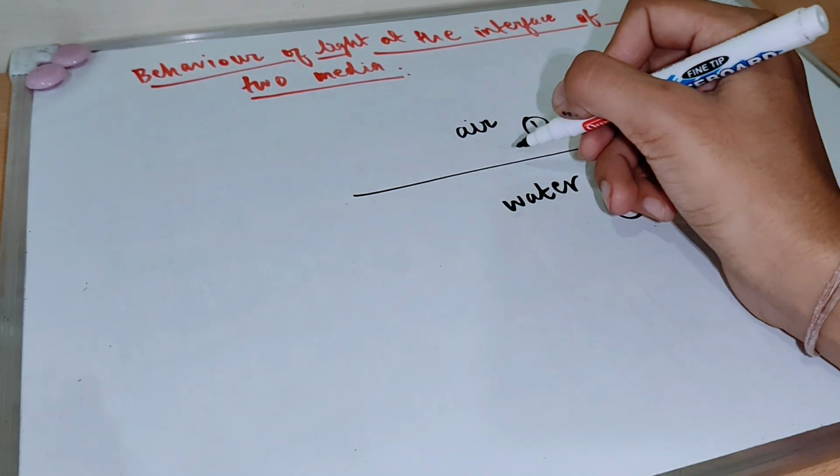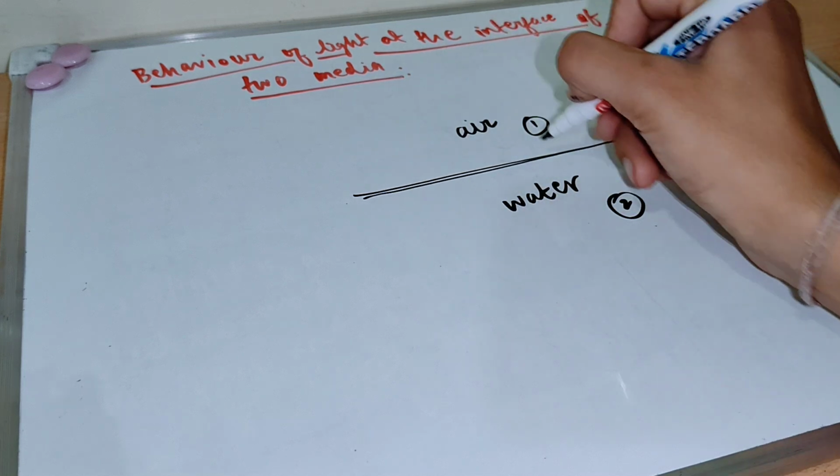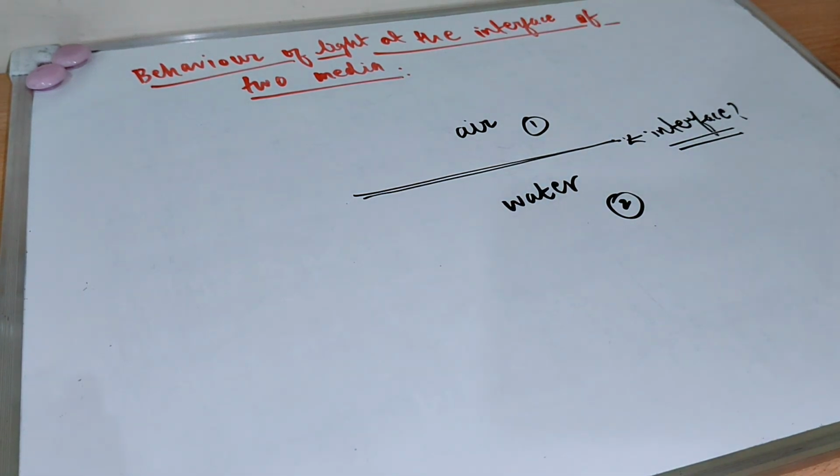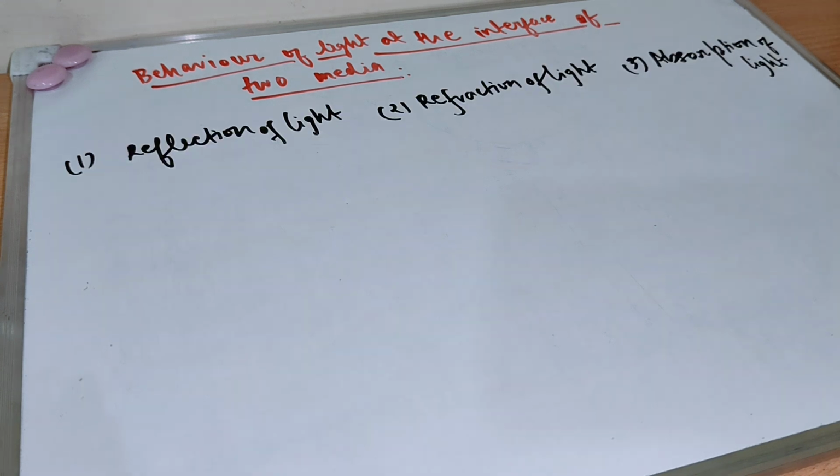So how does light behave at the interface of two media? Let us understand. So you might have guessed that the light will bounce back from the surface, from the interface of two media, but that is not the case.